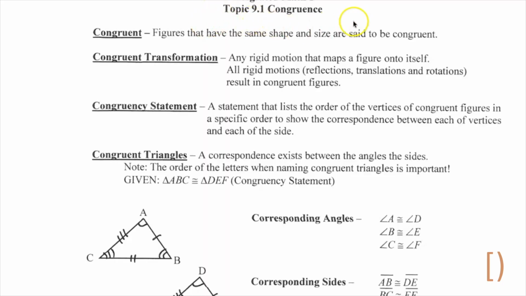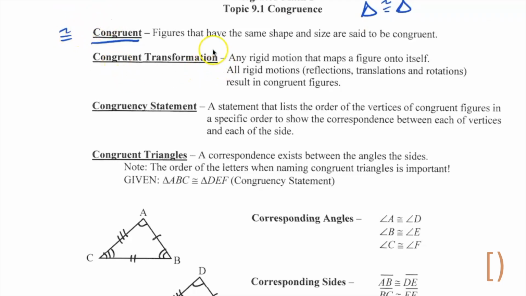In this lesson, we're going to talk about congruent. First, what does congruent mean? Congruent just means figures that have the same shape and size are said to be congruent. So if I give you two triangles that are essentially the same, we're going to say these two things are congruent. And that's a symbol for congruence, like that. So it's like an equal sign with a little tilde on top of it. So it lets you know they're congruent.